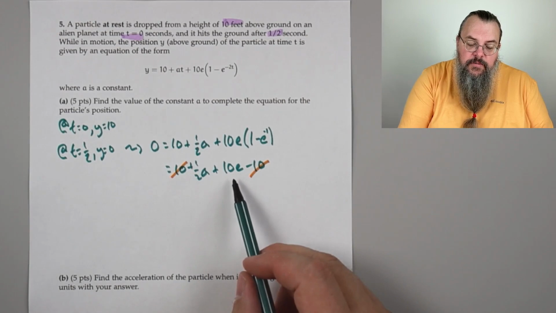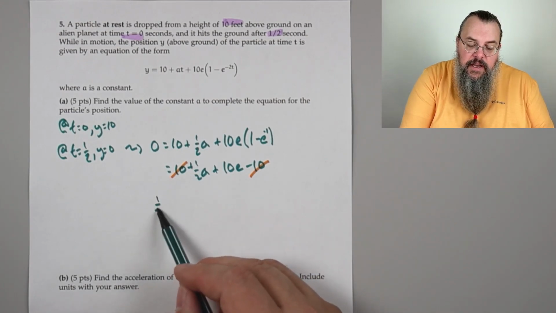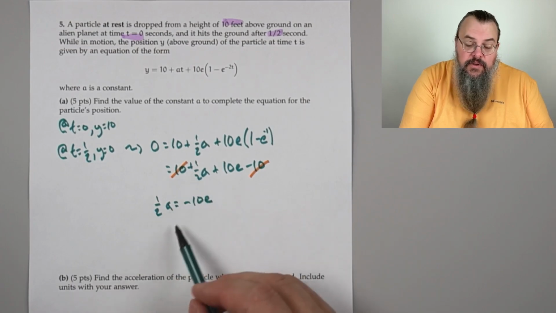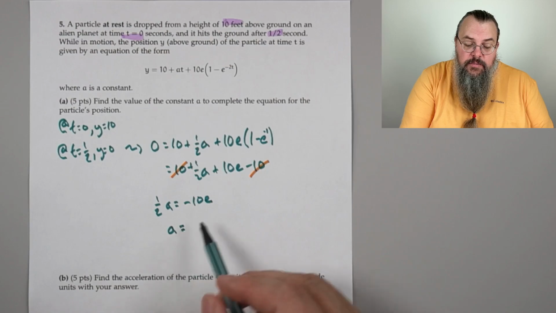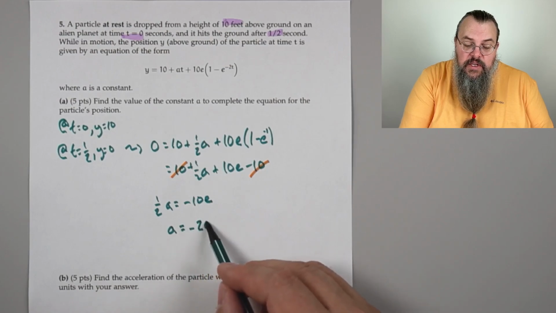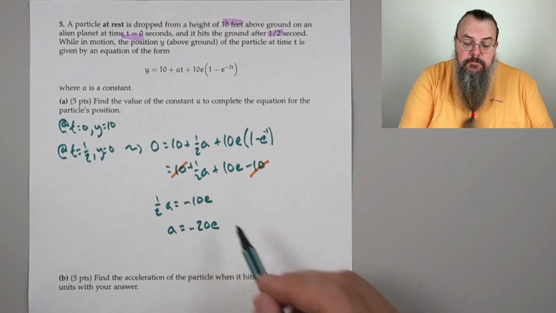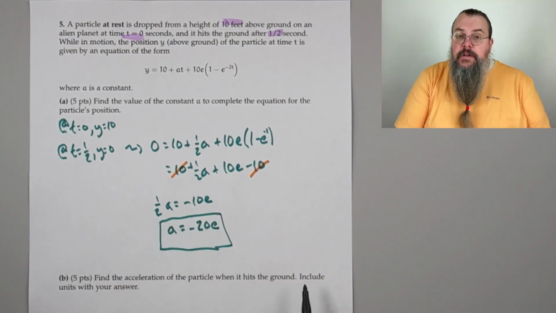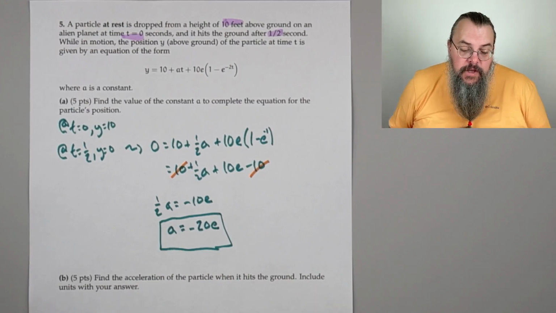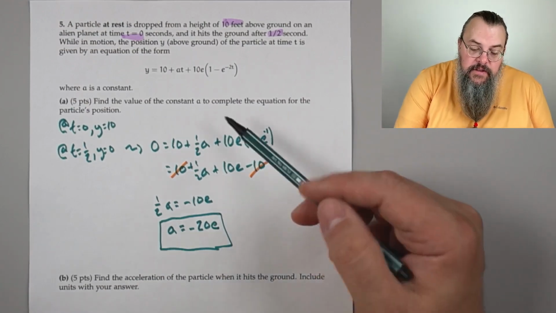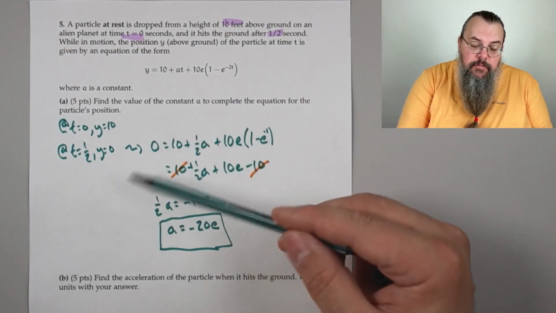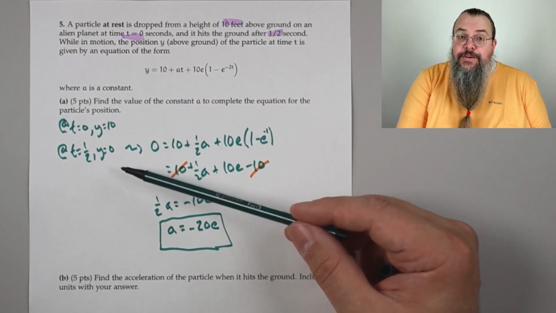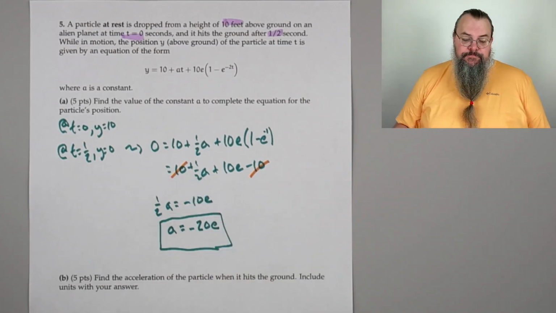We could, for instance, move the 10e across, and we get that 1/2 a is minus 10 times e, and then multiply by 2, and then that says a should be negative 20 times e. All right, well, there you go. Now that was our goal, right? Find the value of a. Well, the only value of a that's consistent with having that at time t equals 1/2, where we hit the ground, would be a is negative 20e.